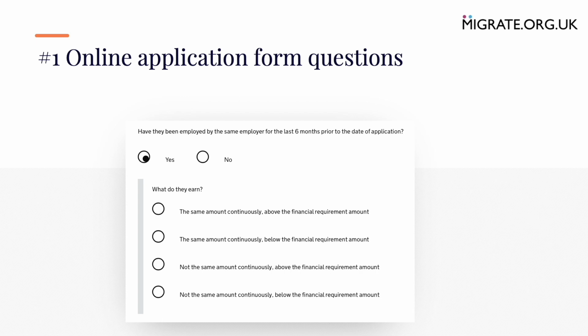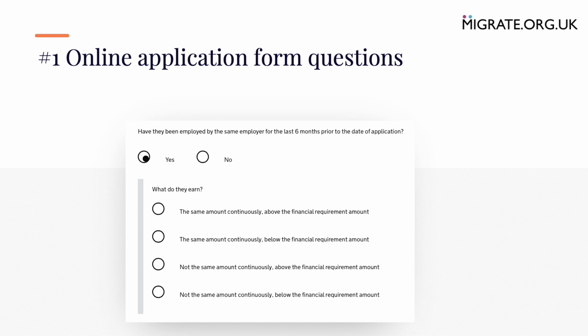The third question that we felt that we had to address, just based on the many emails that we've received, is the question, have they, referring to the applicant or sponsor whose employment income you're relying on, been employed by the same employer for the last 6 months prior to the date of application? The reason why we've been asked for clarification on this question as many times as we have is because if in the online application form you answer not the same amount continuously, it is likely that 12 months worth of documentation as opposed to 6 months worth of documentation will be requested.